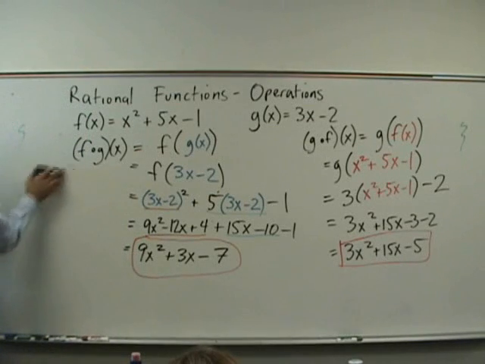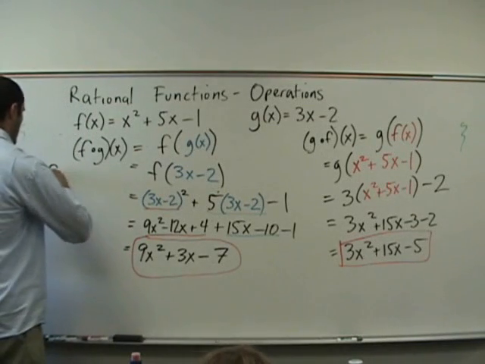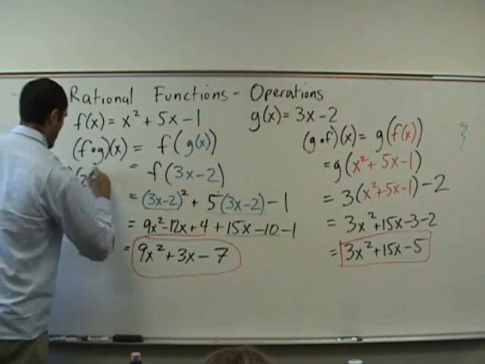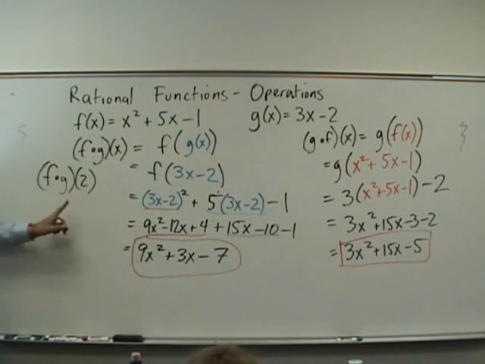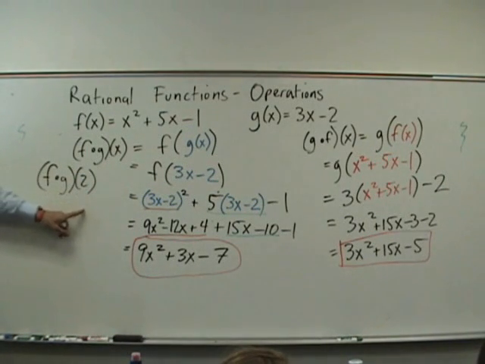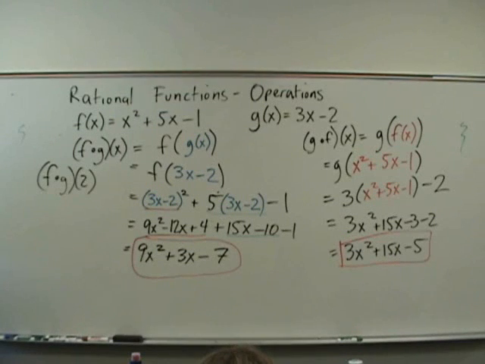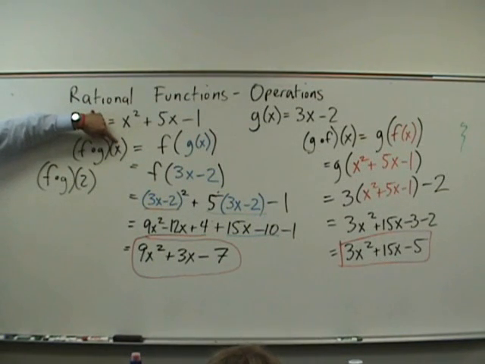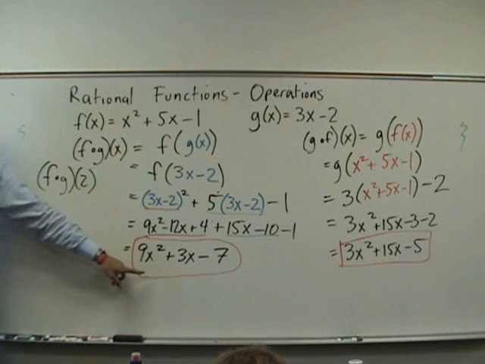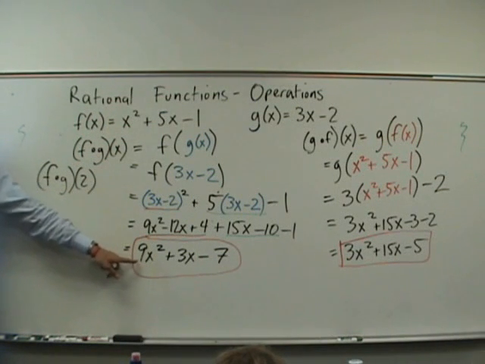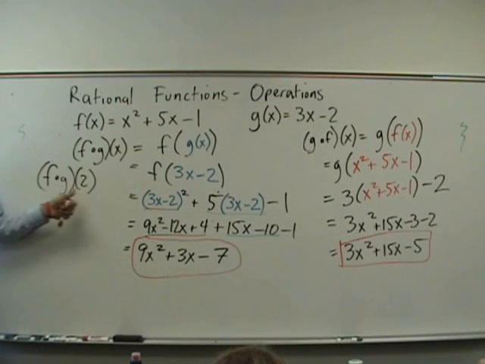Let's do it like this, the way they have it. F of g of 2 means create your f of g of x, and now in place of x, plug in 2. Can you repeat that? Yes. F of g of 2 is the f of g of x, which we created. And now instead of x here, we're going to put in 2.